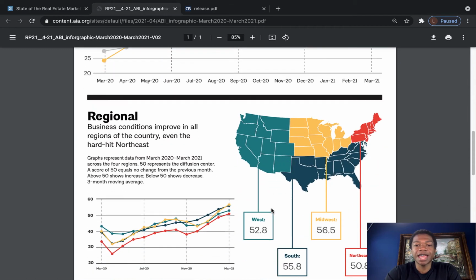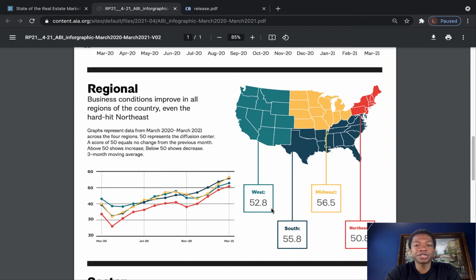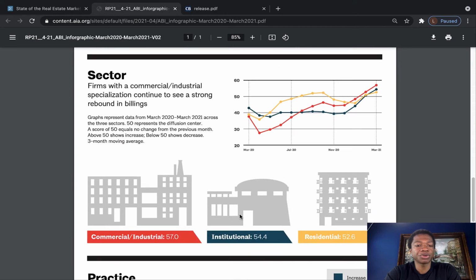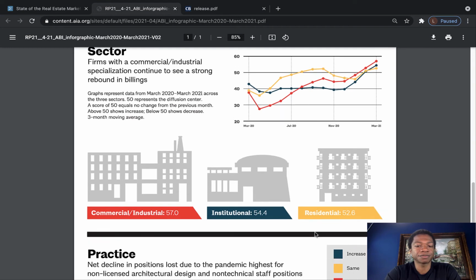And they analyze this data, they track it regionally as well, the West, the Midwest, the South, and then the Northeast, and it looks like the billing is up across the country. Then they also track it by sector here, commercial versus industrial, then institutional, and also residential. And again, we can see that it is up across the board in terms of sector.